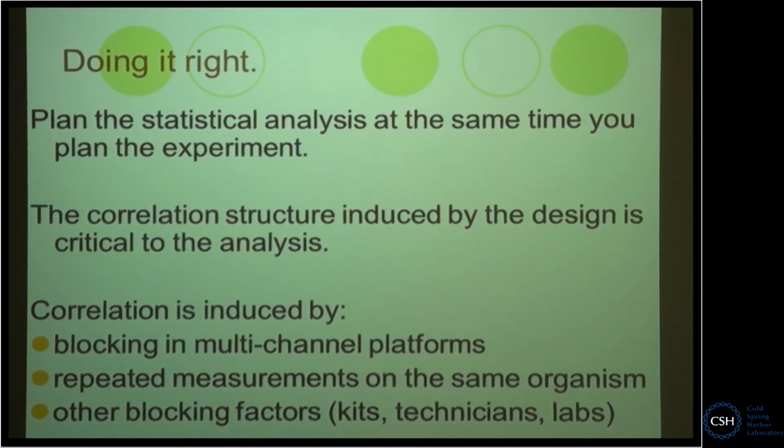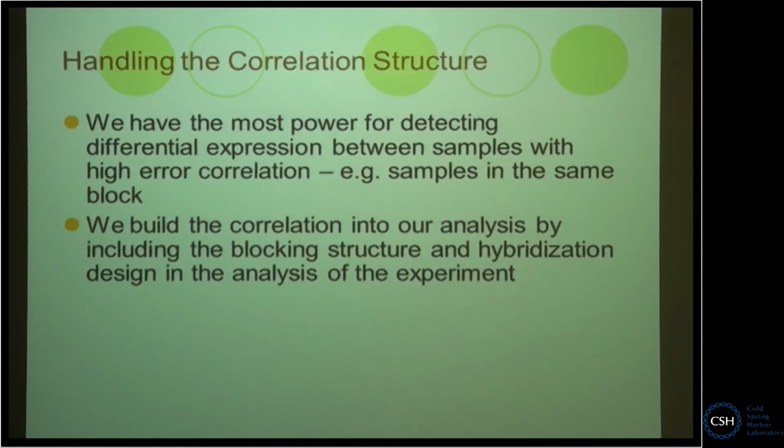You should keep track of the things that might be correlated because they come from the same individual or were run in the same channel. You should keep track of other things like which things were labeled by the same kit or amplified by the same kit, who did what, which lab did what, all that stuff that is in your lab book but doesn't always make it into the analysis.